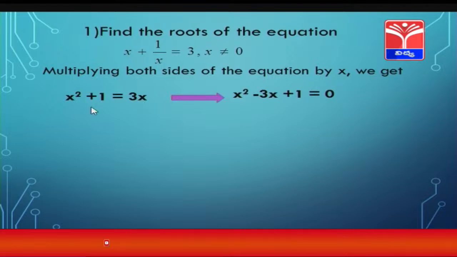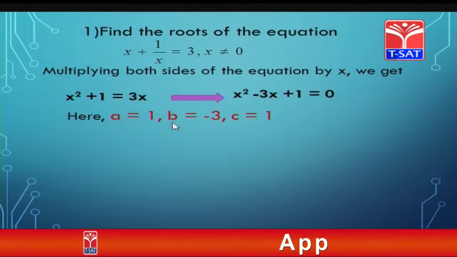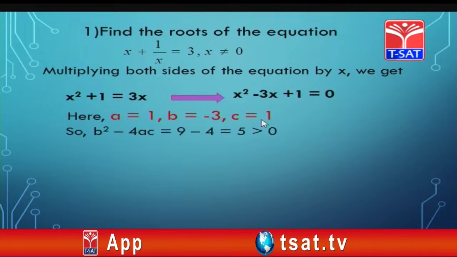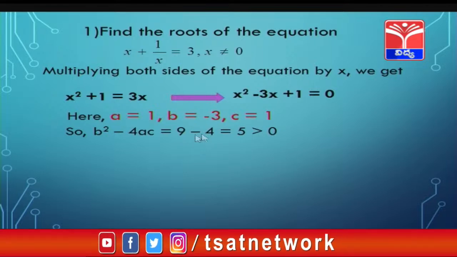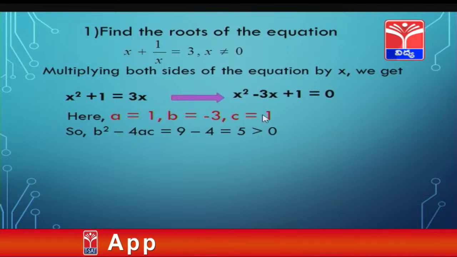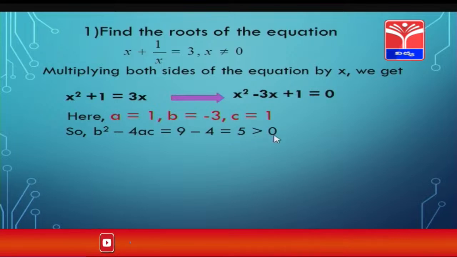Let us compare this equation x square minus 3x plus 1 is equal to 0 with the standard form of a quadratic equation. So, I get a value as 1, b value as minus 3 and c value as 1. Now, let us substitute in b square minus 4ac. I get b square as minus 3 whole square, which is 9, and 4ac as 4 into a, which is 1, into c, which is 1 again. So, I get 4ac value as 4, and 9 minus 4 gives me 5, which is a positive number, therefore, it is greater than 0.